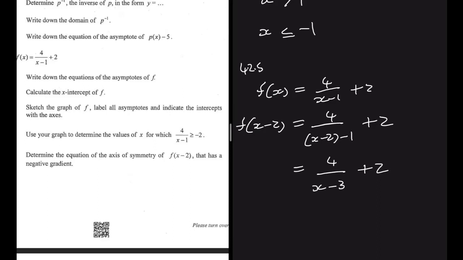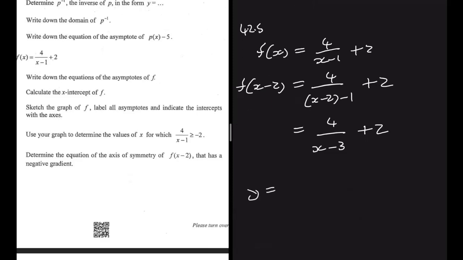So we need the equation of the axis of symmetry that has a negative gradient. We have two axes of symmetry, one with a negative gradient and one with a positive gradient. The one with a negative gradient is y = −x + c, and the one with the positive gradient is y = x + c. So what you're required to do is just find the value of c, and then you have your axis of symmetry. Which point do you substitute to find the value of c? You substitute the point where your asymptotes meet.